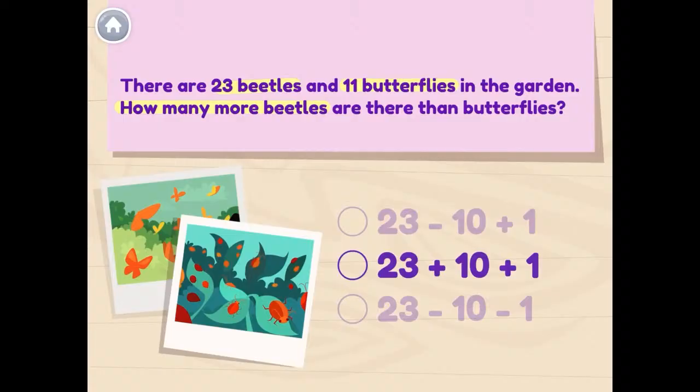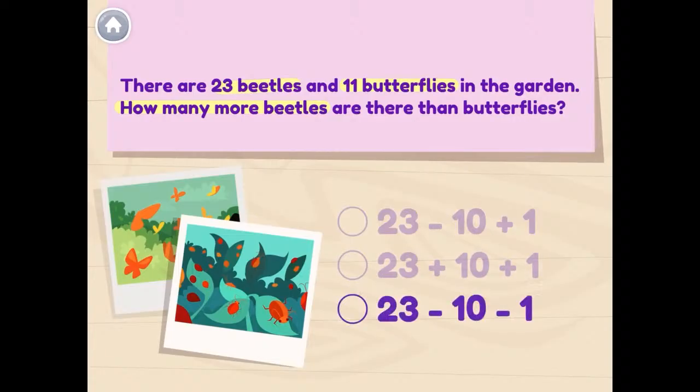Time for B. This equation means that we start with 23, add 10, then add 1. We didn't take away anything with this equation. This one is also not right.